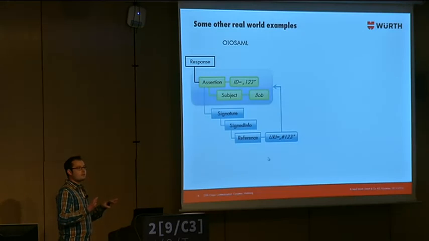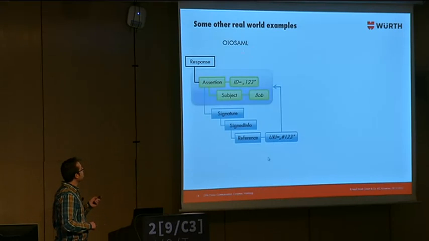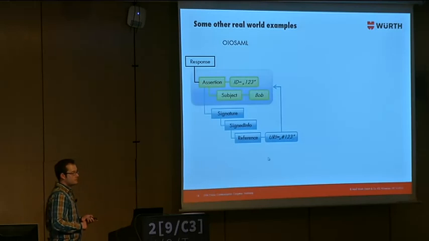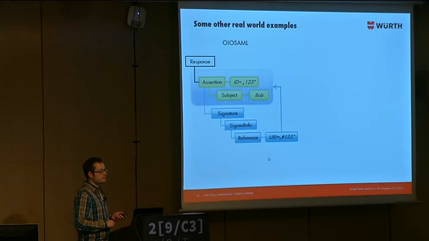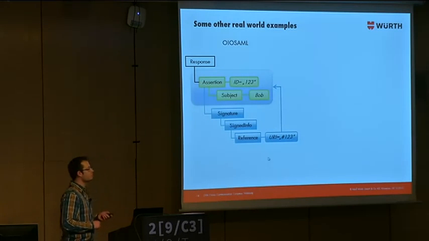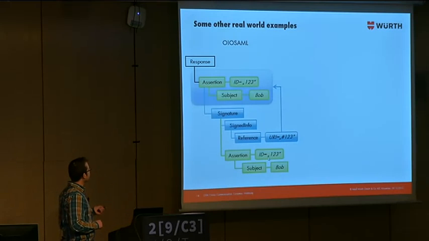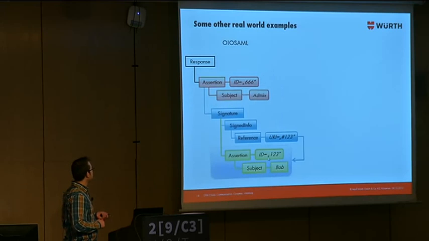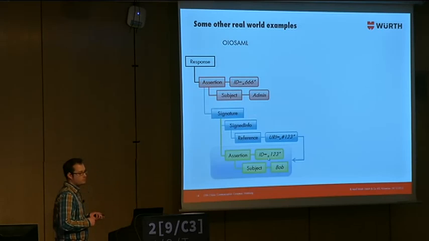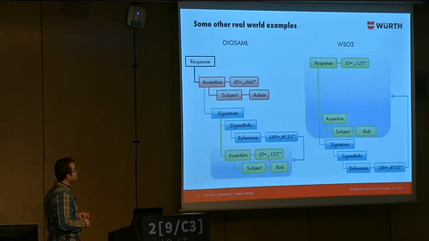So I have some other real-world examples because you have a vast amount of possible attack vectors. The first example is for OIOSAML, which is a framework from the Danish state for e-government purposes. In this attack, the attacker simply copied the original assertion into the signature element, then changed the ID, and also changed the content of the original assertion. This also worked.